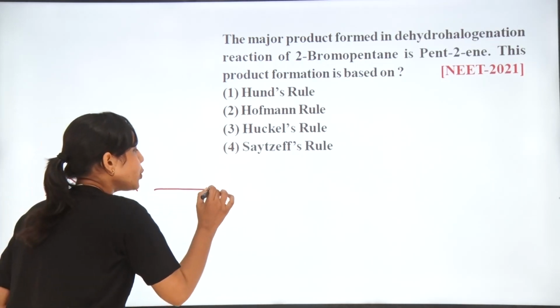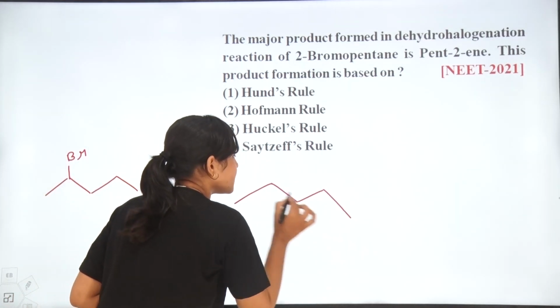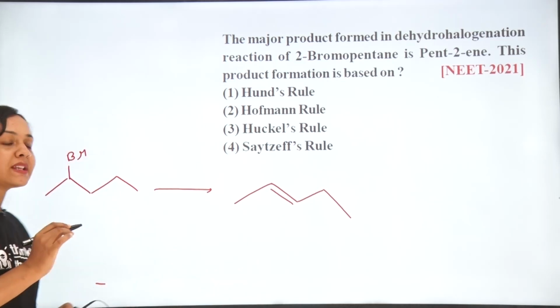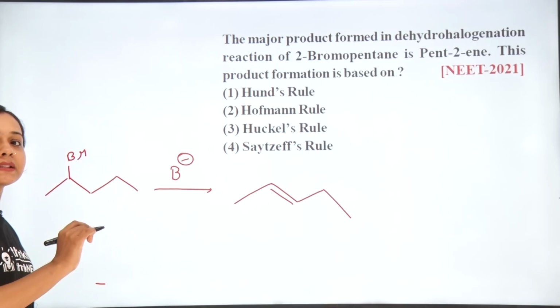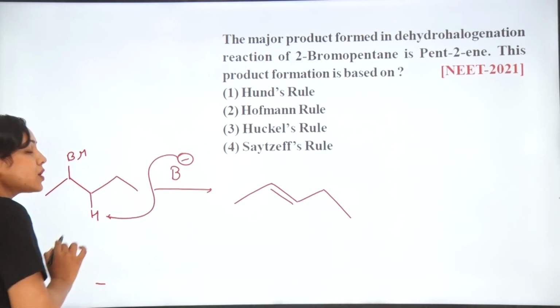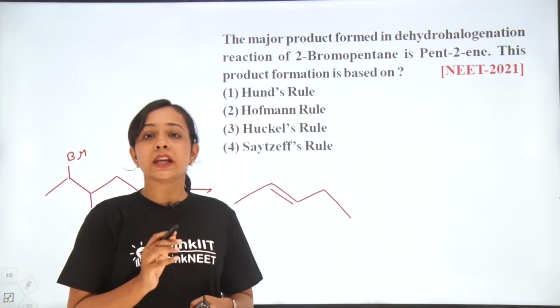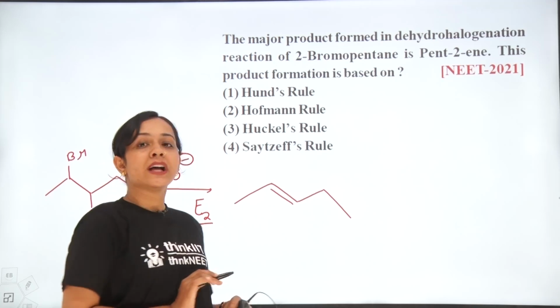Okay, so this 2-bromopentane will form 2-pentene as the final major product of the reaction. Why? Basically, if we have a base like B minus, this base will trap the beta hydrogen from this carbon atom. So this reaction proceeds by the E2 elimination mechanism.